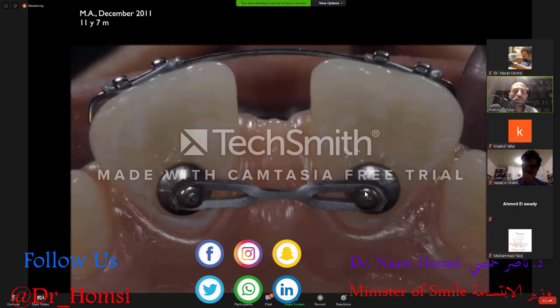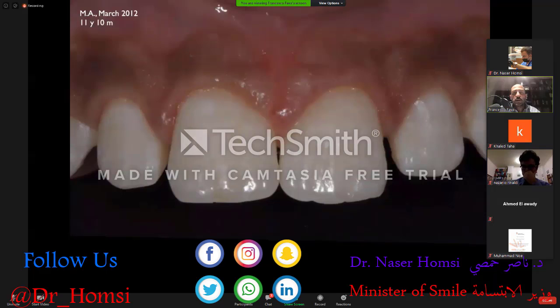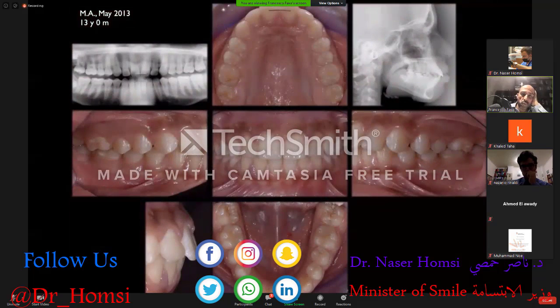We started in December 2011 and the teeth were in contact in February 2012. And after that, we decided to remove the braces and to ask the restorative dentist to enlarge the upper lateral incisors. And this is the final result. I think it's quite easy. It's quite good results. And the initial and the final records.